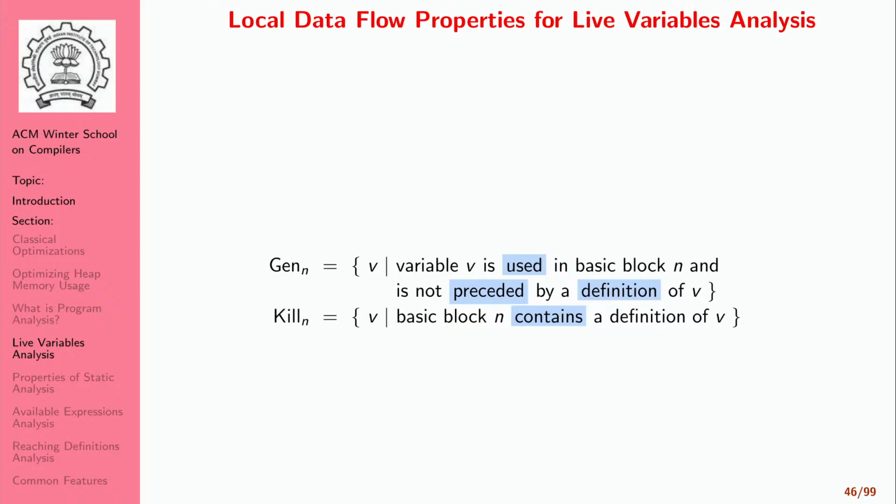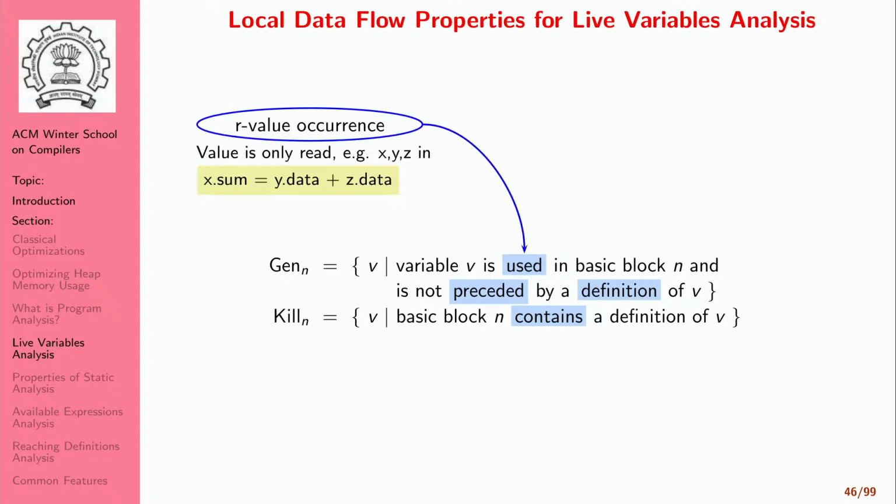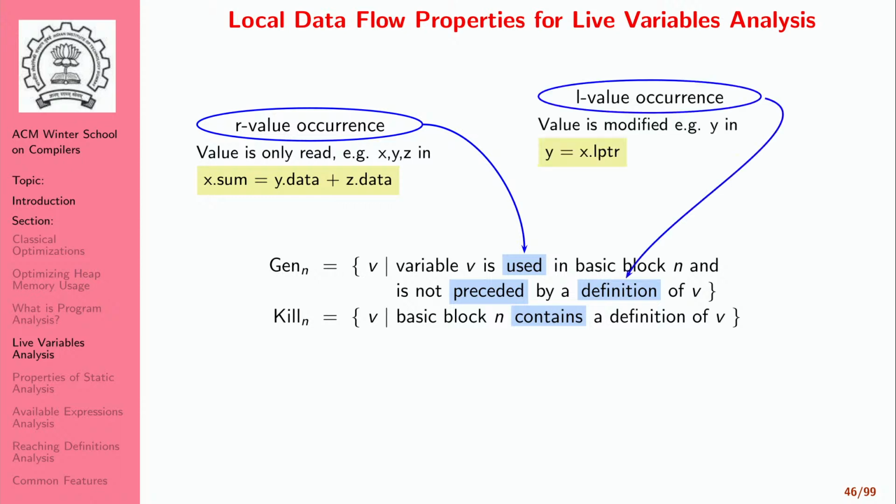The set gen n is all those variables V such that V is used in the basic block n and is not preceded by a definition of V. So we are talking about used as in we are talking about R value occurrence. So here x dot sum is R value, x is an R value occurrence, and when we say preceded, the definition is an L value occurrence, and when we say preceded, it's preceded within n. We don't care about what's happening outside of the basic block. We're talking about only that particular basic block.